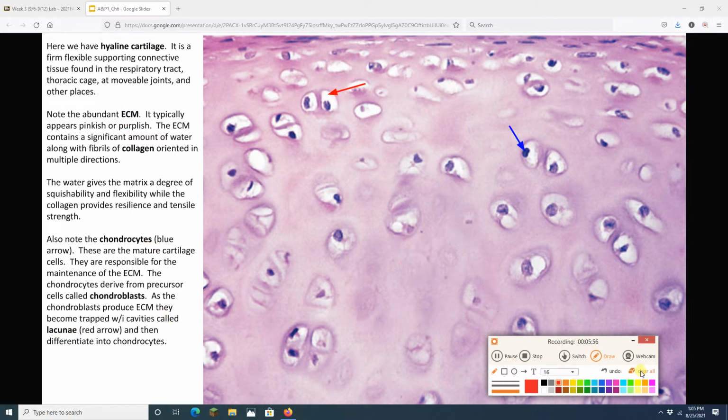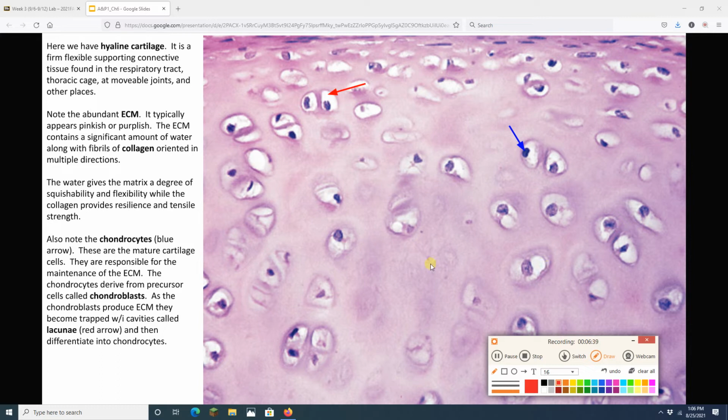All right. So when we look at this, we got to know hyaline cartilage right when we see it. We got to know it's in your trachea, your rib cage, at movable joints. We got to be able to recognize that this is the matrix, all this purplishness. Collagen for tensile strength, water for squishiness and flexibility. We got to be able to recognize these cells, the purple guys here. They are chondrocytes. They used to be chondroblasts, which made the matrix. Now the space, the whiteness, where the chondrocytes are sitting, each of those spaces is called a lacuna.